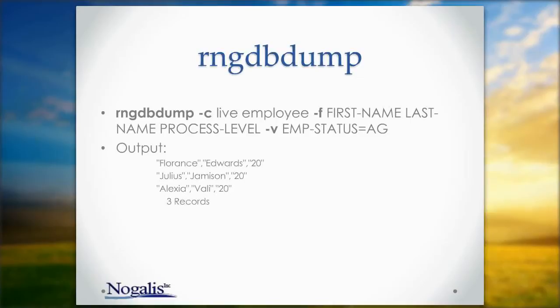So this is a lot like writing SQL, really. I mean, I would have basically said select first name, last name, process level from employee where the emp status is AG. Instead, I'm saying range DB dump employee first name, last name, process level where the status V is for values, where the value of emp status is AG. And that returns these three employees whose status is AG.